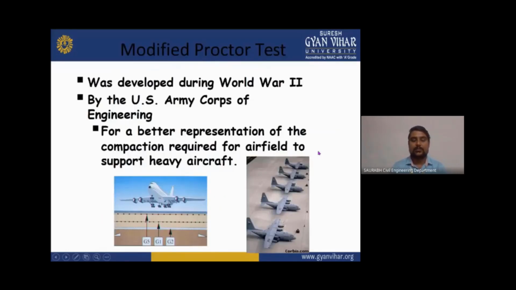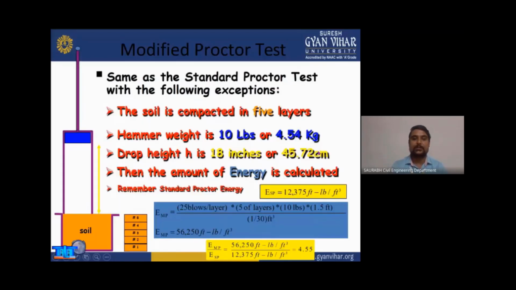And here the modified Proctor test was developed. Now we will come to the modified Proctor test. We have done the standard Proctor test. It was developed during World War II by the US Army Corps of Engineers for a better representation of the compaction required for airfields to support heavy aircraft, as you can see here.